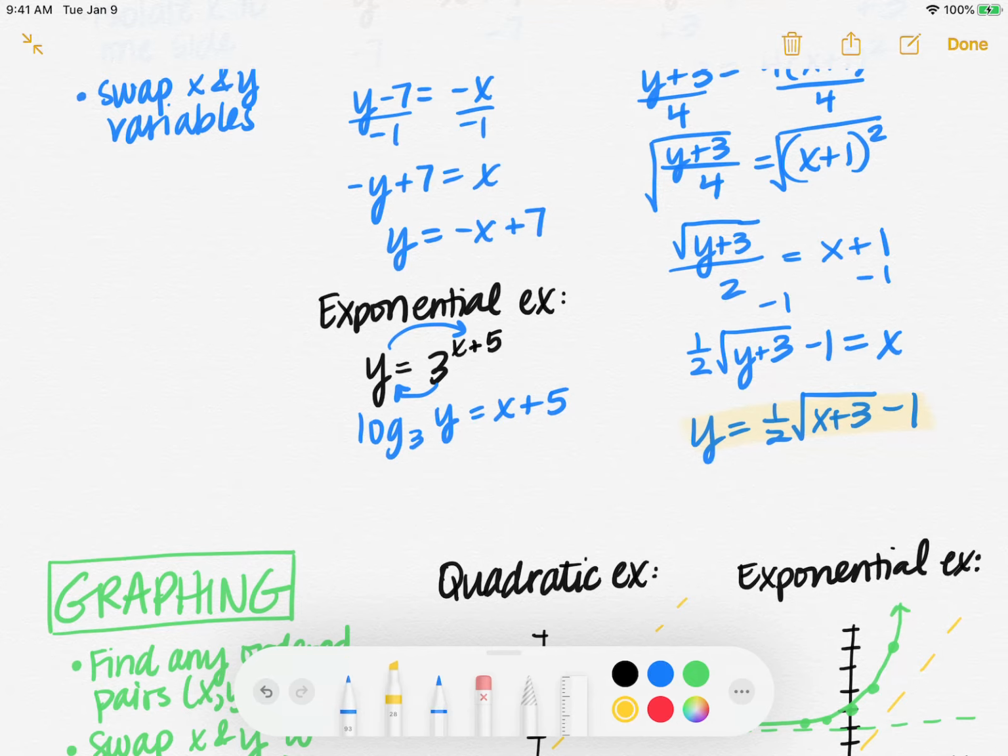We're still getting that x all by itself, so let's subtract the 5 to the other side. And that is kind of by itself. We already did the log, so the 5 is on the outside of the log. You don't necessarily need to write the parentheses, but I want to show you that the 5 is after the log. So now if we want to actually just write the inverse, we're switching the x and y: y equals log base 3 of x minus 5.